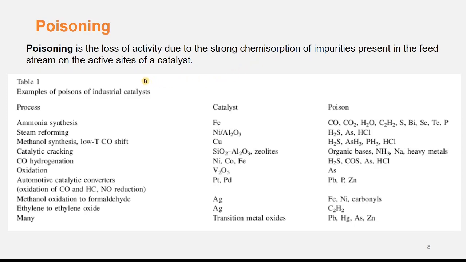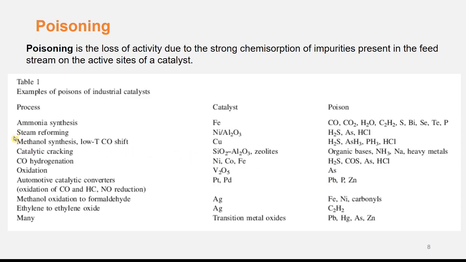Different catalysts have different poisons, as you can see from this table. These are the processes and the corresponding catalysts and their poisons. Here, catalytic converters in cars. The catalysts are platinum or palladium, and they are poisoned by lead, phosphorus, and zinc. So lead is not just toxic to humans, it also poisons the catalytic converter. That's why we have unleaded petrol.